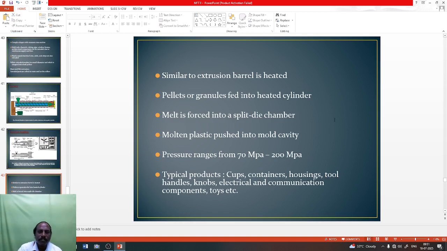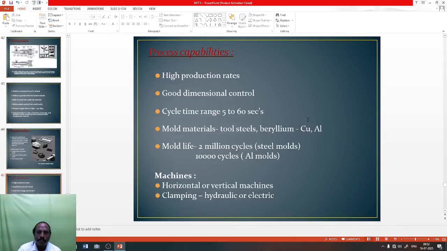This is similar to extrusion: the barrel is heated. Pellets are fed into a heated cylinder. Melt is forced into a split die chamber. Molten plastic is pushed into the molding cavity. Pressure ranges from 70 megapascals to 200 megapascals. Typical products: cups, containers, housings, tool handles, knobs, electrical and communication components, and toys can be produced.